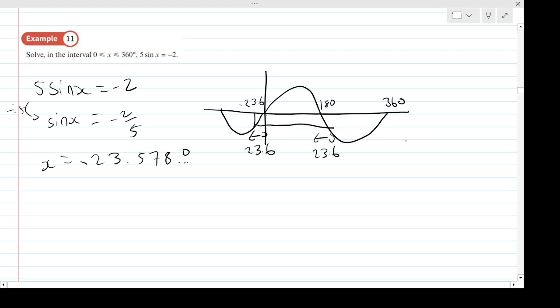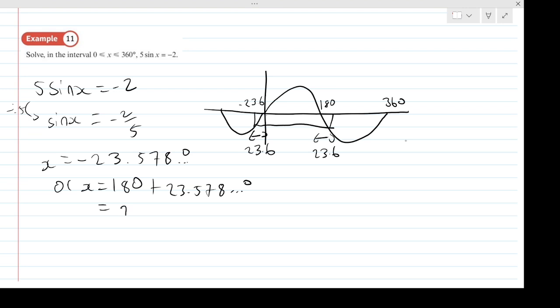So to get the other solution, we're going to need to add 23.6 to 180, right? To get the next solution. So x is going to be 180 add 23.578. And if I put that in the calculator, I get 203.578 degrees, and that'll be there then. So this would be 203.6 degrees for the next solution there.